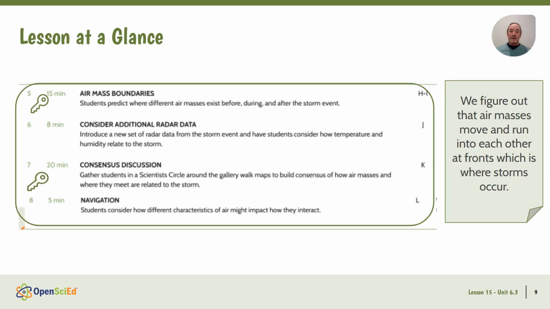Then on day 2, we layer on one extra set of data during our gallery walk of the colored maps that we made the day before, and that is radar data showing precipitation. The kids don't have to color these. These just get printed up and can be taped up before they arrive. And then we use all of this data in a big consensus discussion to explain how air masses with different temperatures and humidities interact and how they might be related to storms.